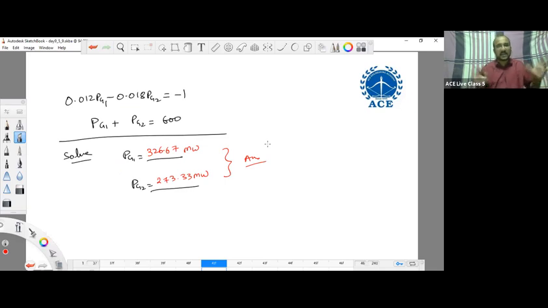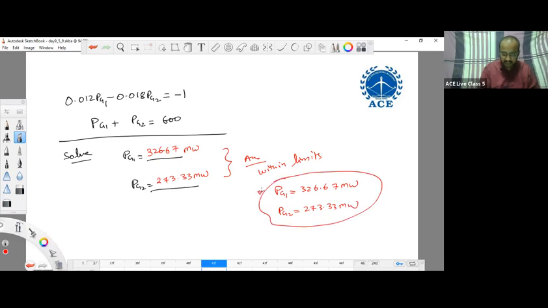If they are within the limits, don't disturb. Only if they are violating the limits, then set the values. If they are within the limits, the answer is within limits. So PG1 is how much here? PG1 is 326.67 megawatt, and PG2 is 273.33 megawatt. No need to disturb these values.